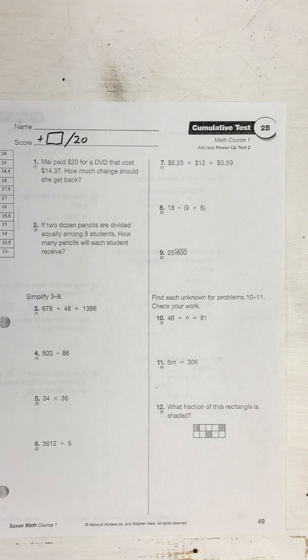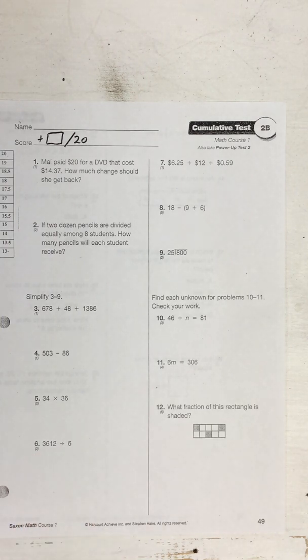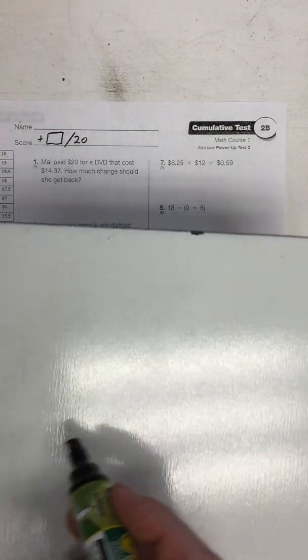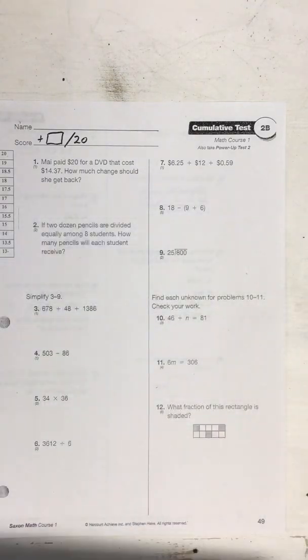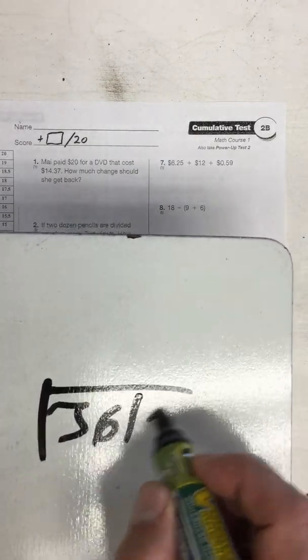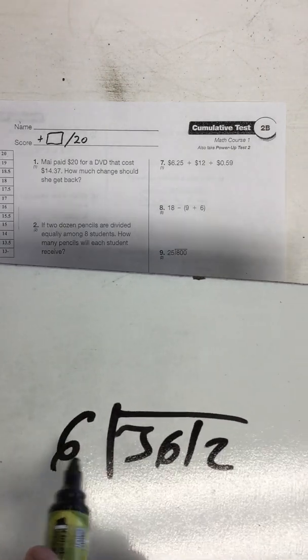Number 6, we're dividing. We should go long division. 6 going into 3,612. So even though this is listed as 3,612 divided by 6, we often get people going the wrong way here. But it's 3,600, was it 12? Divided by 6. Some people say 6 divided by.